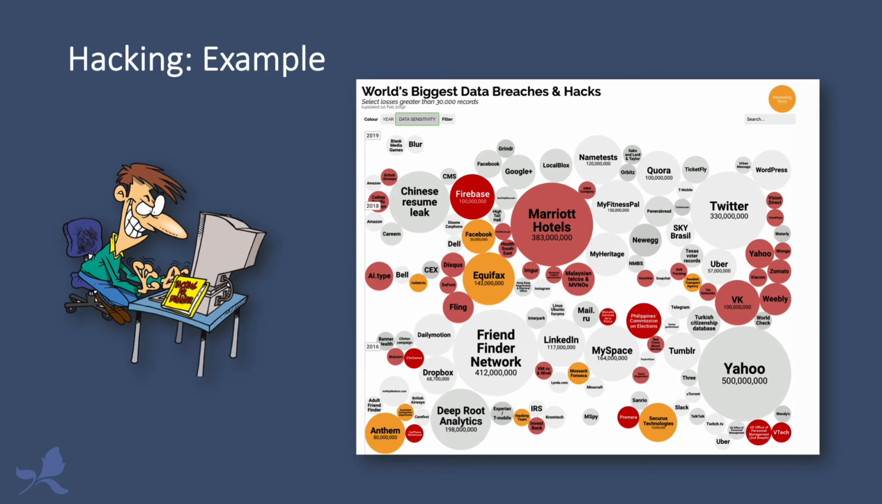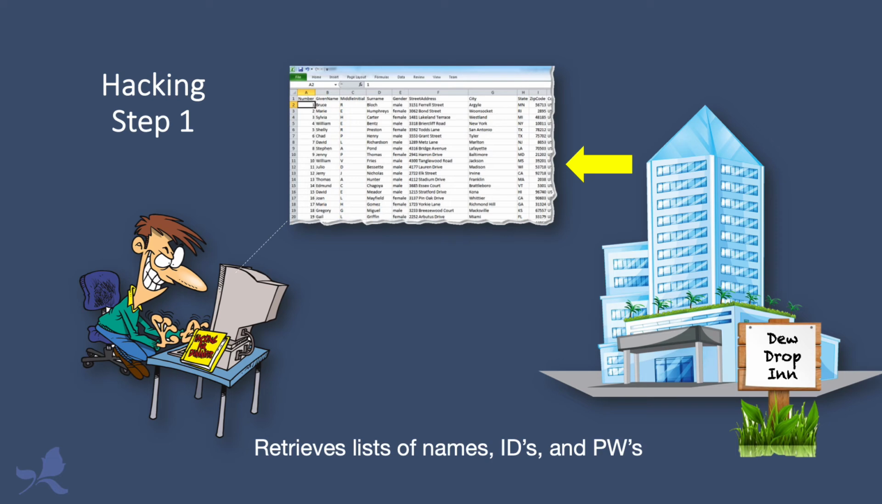This chart shows the millions, hundreds of millions of records that hackers have obtained from large corporate servers over the last several years. After obtaining this information, hackers can then post these IDs and passwords on the Internet for sale. Now let's see what a hacker is after.